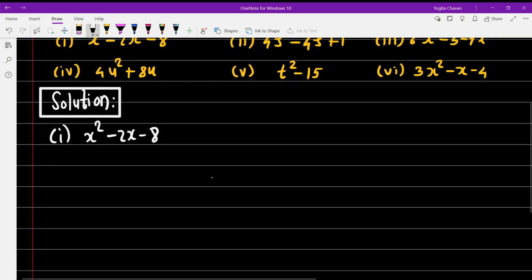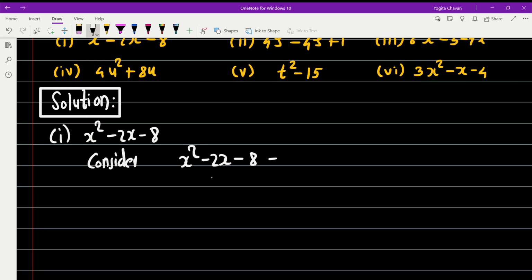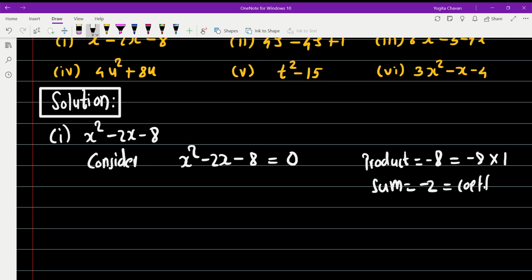So consider x square minus 2x minus 8 is equal to 0. Now we use the factor method to find the root of this polynomial. For this, we find two numbers whose product is equal to minus 8 and sum is equal to minus 2. Product is equal to minus 8. This minus 8 means constant term minus 8 into coefficient of x square. Coefficient of x square is 1 and minus 2 is the coefficient of x.